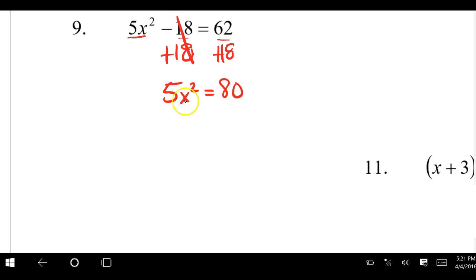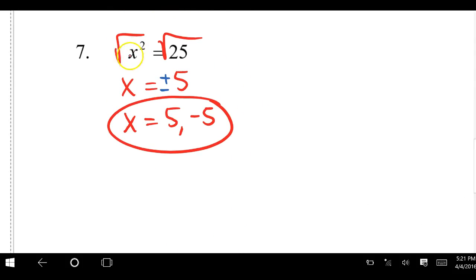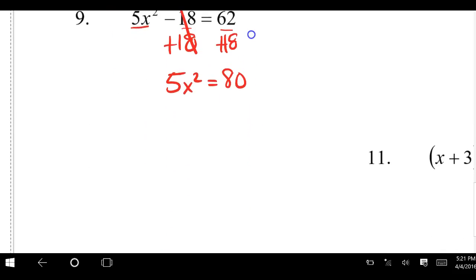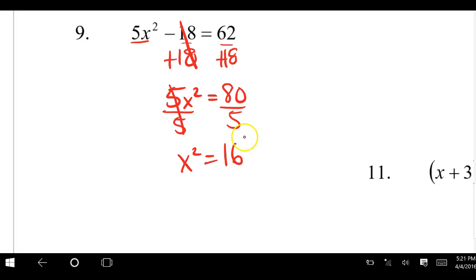But again, we just want x squared on the left, not this 5. We need the 5 to go away. Just remember, before I took the square root, there was no number next to this x squared. So I need to get rid of that 5. So to do that, I need to divide by 5 on both sides. Now x squared equals 80 divided by 5, 16.